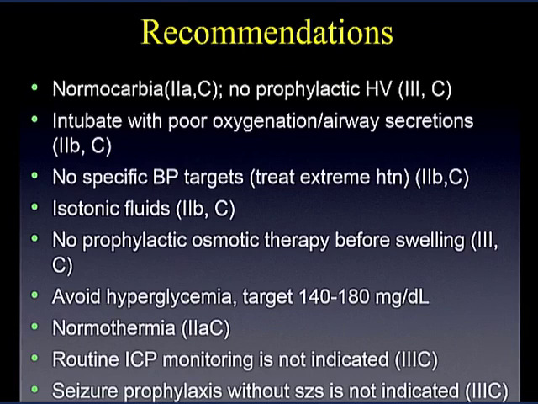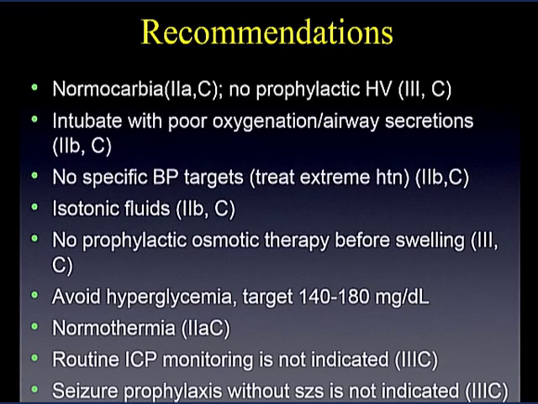You're worried about them. You want to keep them normocarbic. We're not going to hyperventilate them. We intubate them if they look like they have problems with their secretions. We don't want extremes of blood pressure; we don't want the blood pressure too high, though specific targets are not currently set. Isotonic fluids, no prophylactic osmotic therapy before swelling, only if you suspect that the patient is swelling. You avoid hyperglycemia for the reasons we talked about, maintain normothermia, and routine ICP monitoring is not indicated. You might consider it in a certain subset of patients, especially the intracerebral hemorrhage patients.